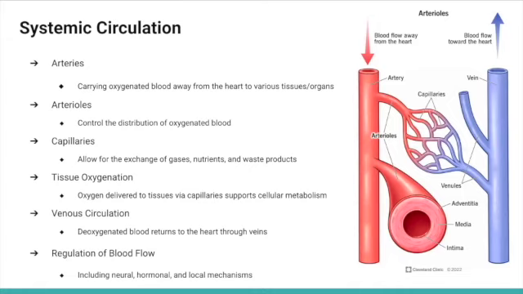Venous circulation. Deoxygenated blood returns to the heart through the veins, completing the circulation cycle. Veins merge into larger vessels as they converge towards the heart, eventually emptying into the right atrium. From there, deoxygenated blood is pumped into the right ventricle and into the lungs for reoxygenation.